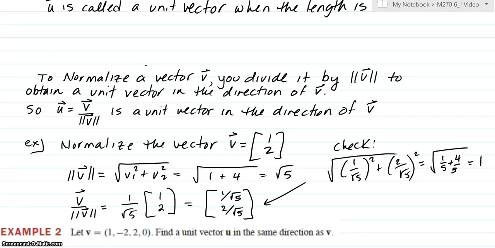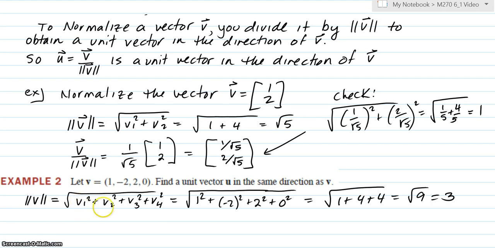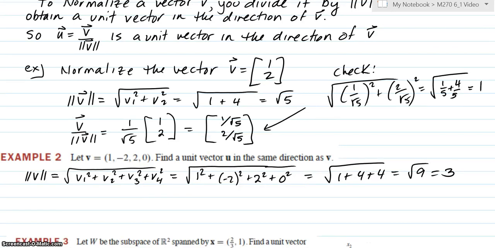So example 2. Let's do the same thing with a vector in R4. Find the unit vector u in the same direction as v, which means let's normalize v. We know that the norm is the square root of each component squared, which is 1 plus 4 plus 4 plus 0, the square root of 9, or 3. So I'm just going to take v and divide it by the length of v, or the norm of v.